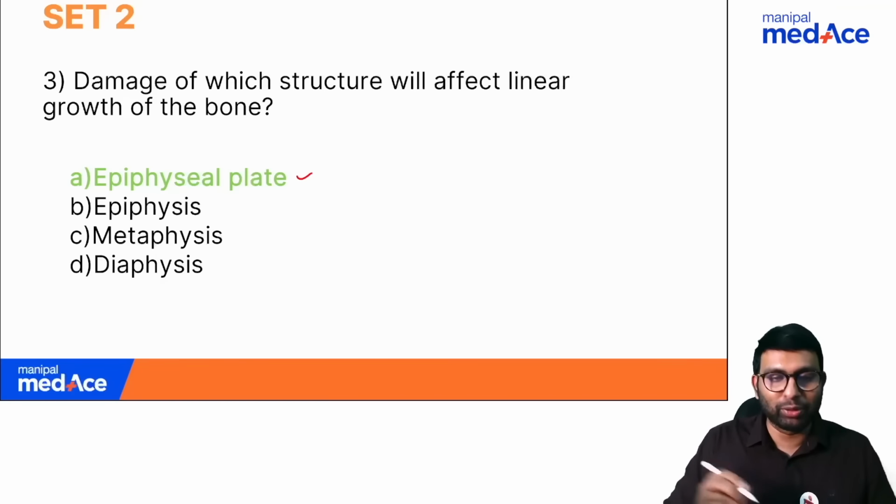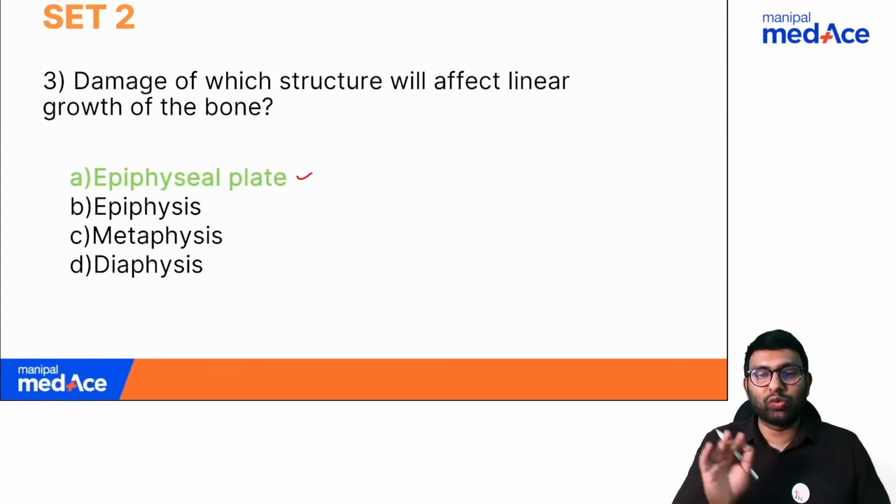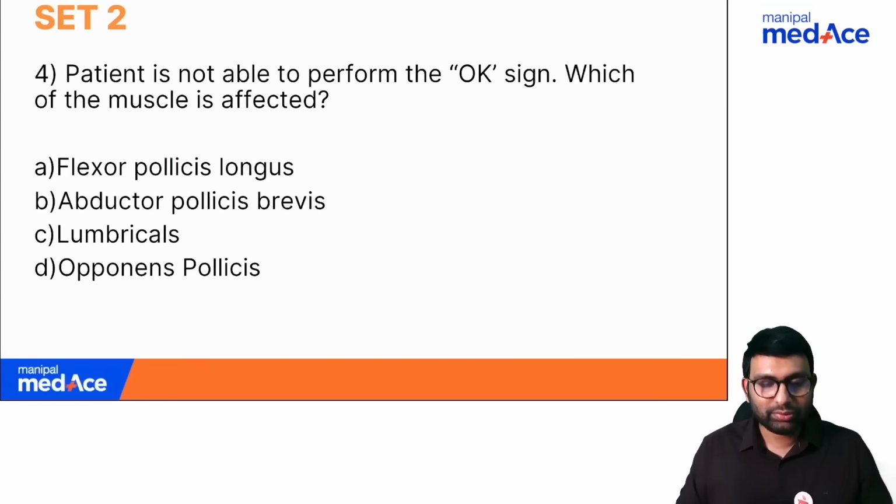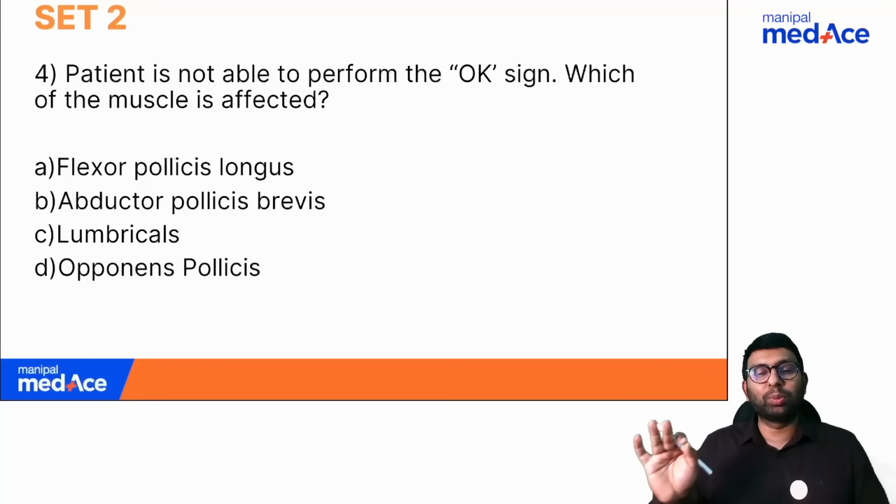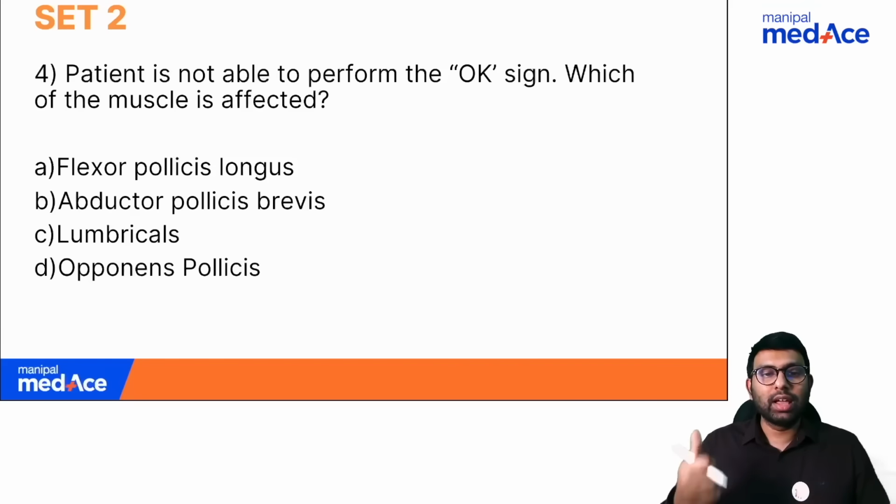Okay, very simple one. They've not asked you about layers, they've just asked you which structure is getting involved. So it is epiphyseal plate. Now coming to the fourth question from set 2, patient is not able to perform the OK sign. Which of the muscle is affected? And your options are flexor pollicis longus, abductor pollicis brevis, lumbricals and opponens pollicis.